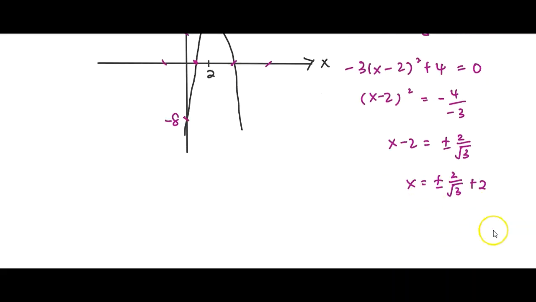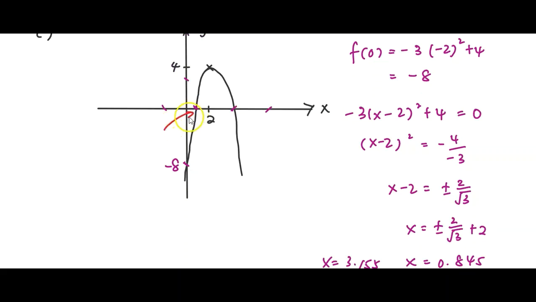Or you can always give your answer in decimal. After I simplify with my calculator, I get 2 values of x. The first x-intercept will be 0.845, and the other x-intercept will be 3.155. Alright, then you should label this as your y equals f(x).